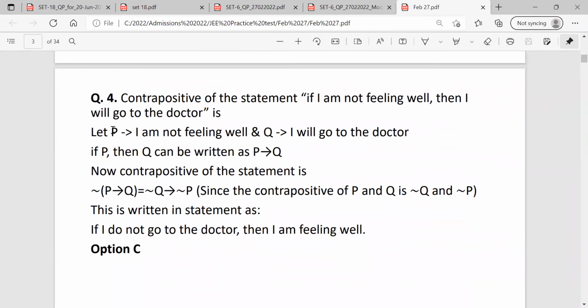I'm taking the statement as P: I'm not feeling well. Then what is Q? It's I'll not go to the doctor. So if I'm not feeling well, I'll not go to the doctor. We know that P implies Q. So the contrapositive of the statement, we can write this as negation of Q implies negation of P. So here negation of Q can be what? I'll not go to the doctor. Negation of P can be I'm feeling well. So you can just select these statements and check in the options. So if I'm not going to the doctor, then I'm feeling well. It's a really very simple question to answer.